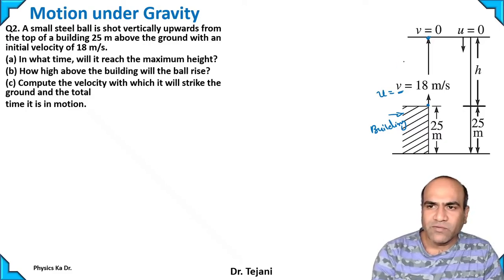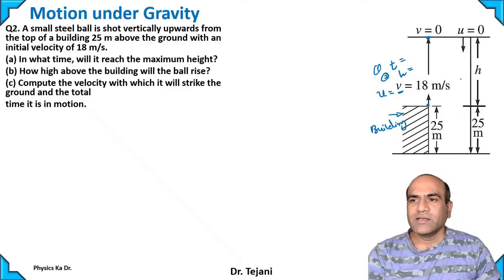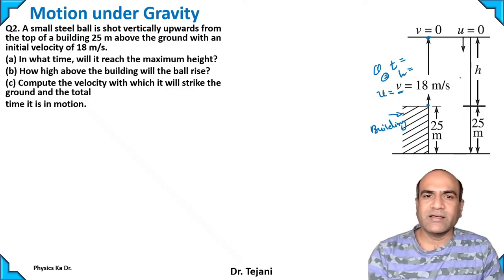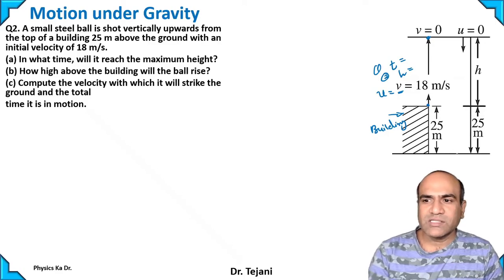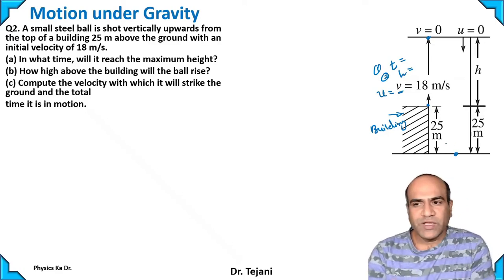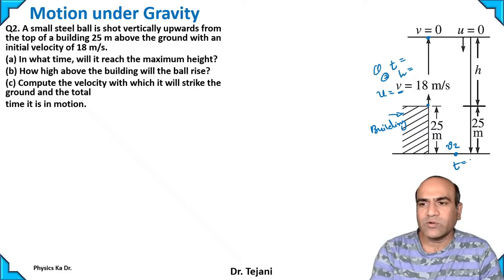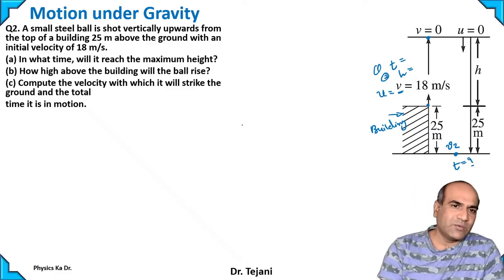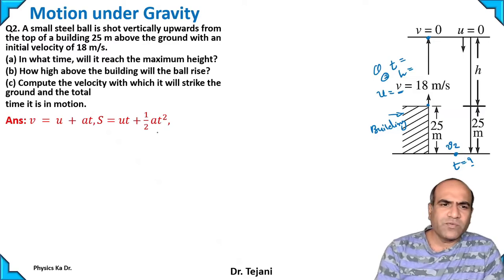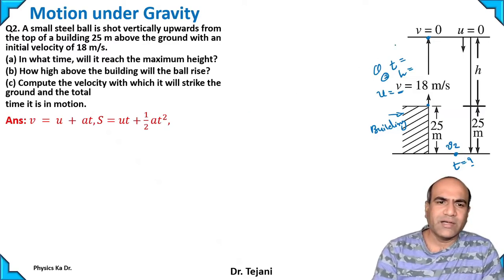And for this condition, we need the time as well as the height traveled. So this is 1, this is 2. Second, when this ball strikes the ground, we need the velocity at the ground and the total time taken during flight. That is the requirement. So let us first find the time and height.